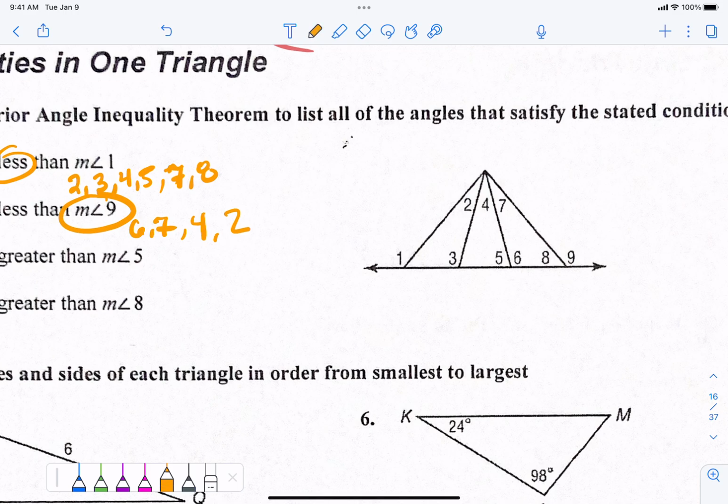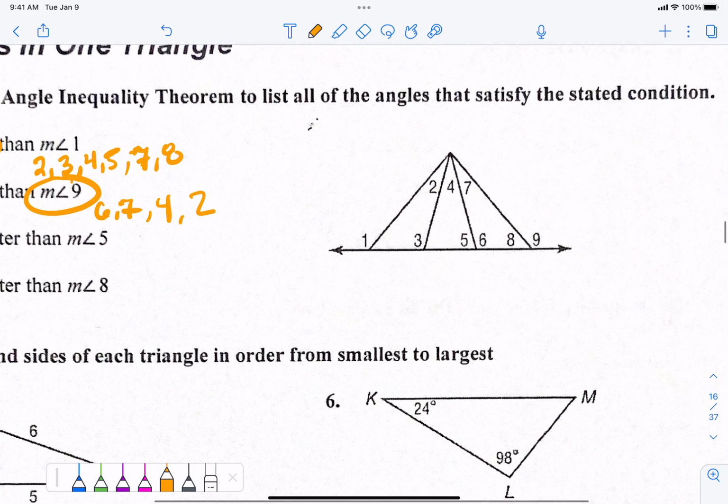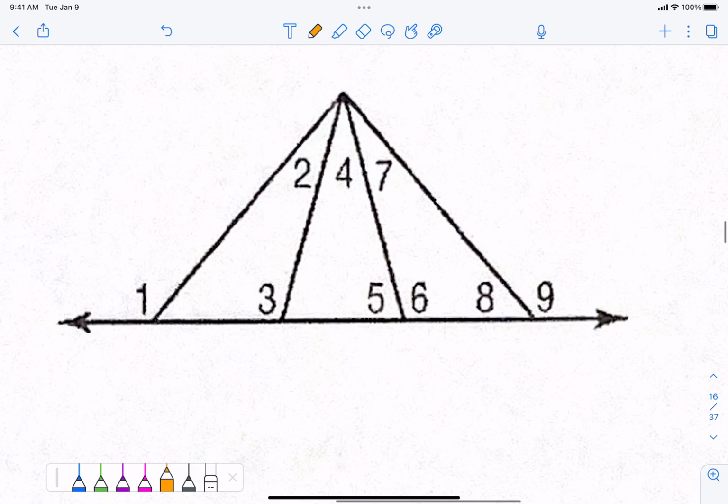Now we go the other way around. I think these are kind of harder actually. Okay. Measures that are greater than angle 5. We're talking about angle 5 here. And how many triangles involve angle 5? A bunch of them.